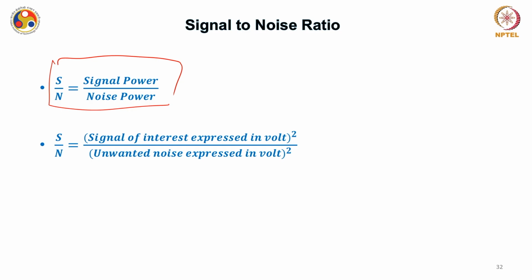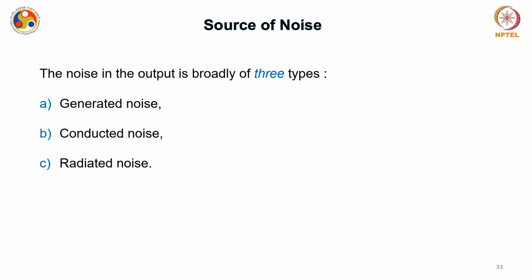We know that power is directly proportional to the voltage squared. So, signal to noise ratio is also given as the signal of interest expressed in volts squared divided by the unwanted noise expressed in volts squared. The noise in the output is broadly of three different types: generated noise, which is generated inside a measurement system, then conducted noise, and radiated noise.